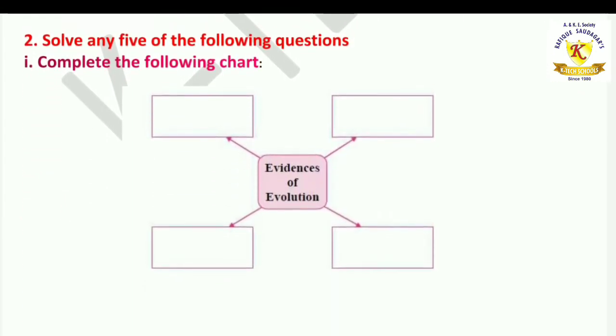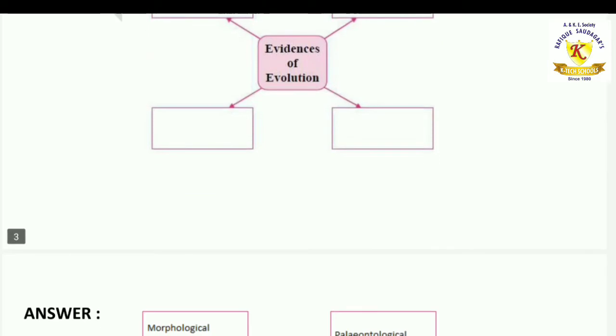Moving to the next question. Question number 2. Solve any 5 of the following. It carries 10 marks. That means 2 marks for each question. First one. Complete the following chart. Here they have given us evidences of evolution and we need to fill in the empty boxes. So what would be the answer?